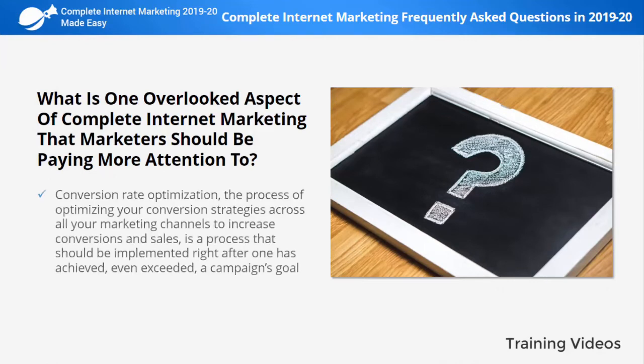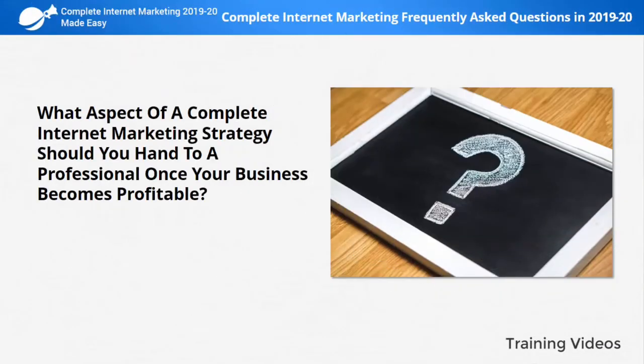Conversion rate optimization. The process of optimizing your conversion strategies across all your marketing channels to increase conversions and sales. It's a process that should be implemented right after one has achieved, even exceeded, a campaign's goal. What aspect of a complete internet marketing strategy should you hand to a professional once your business becomes profitable?